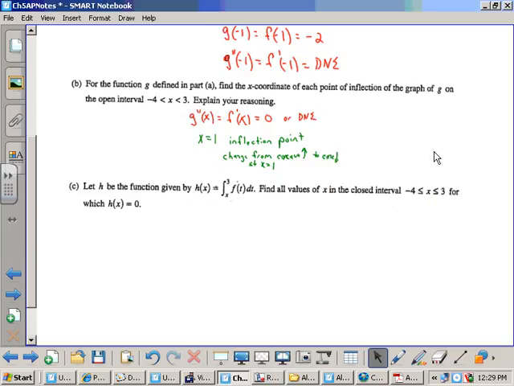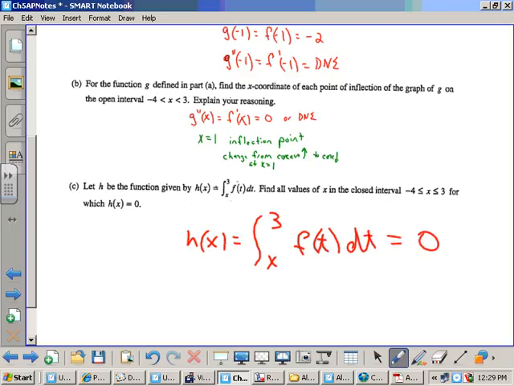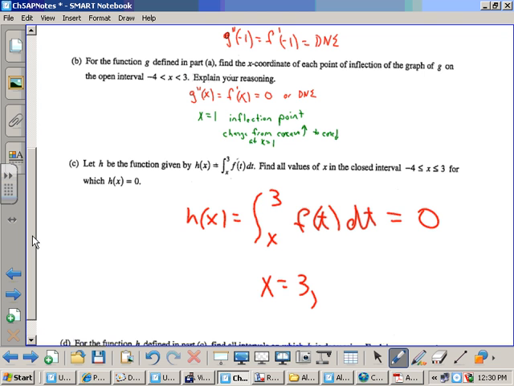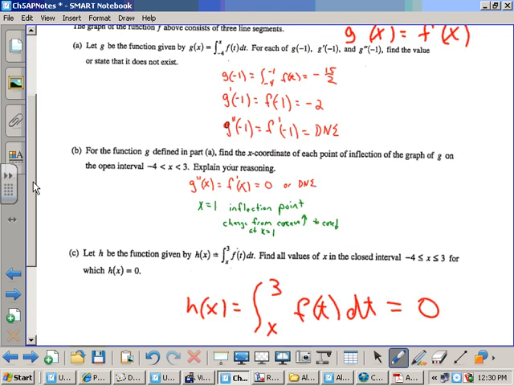In part C, I want to know where h of x, defined as this definite integral from lower limit x to upper limit 3, is going to equal 0. Before I even go to the graph, the most simple answer: if our limit goes from 3 to 3, meaning the limits are the exact same value, that will be 0. Now we're going to have to utilize area for the rest of this to figure out if there are any other values of x that would make that definite integral 0 for function f.